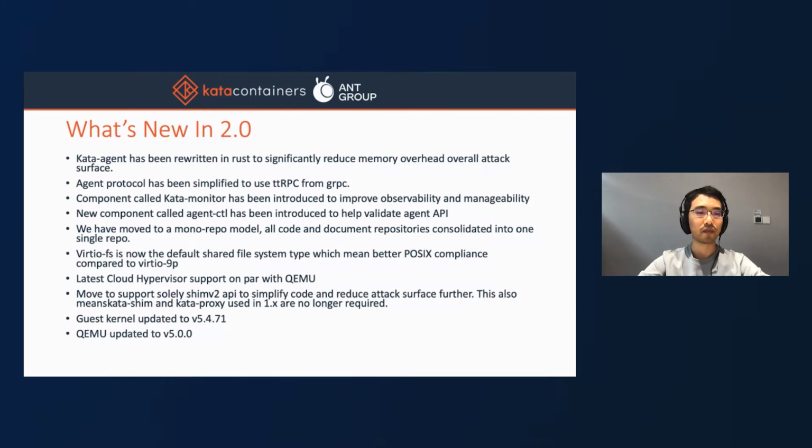Also, we have moved to a mono-repo model. All the code and document repositories are consolidated into one single repo. Before that, we had different repos for different components. For example, the Kata runtime has its repo, the Kata shim has its repo, and the agent and proxy all have their own repos. Now we have consolidated all this code into a single repo. So the maintenance burden is much less now.